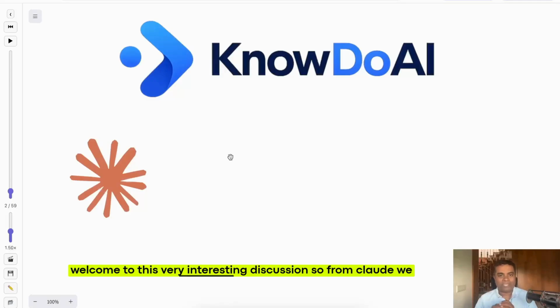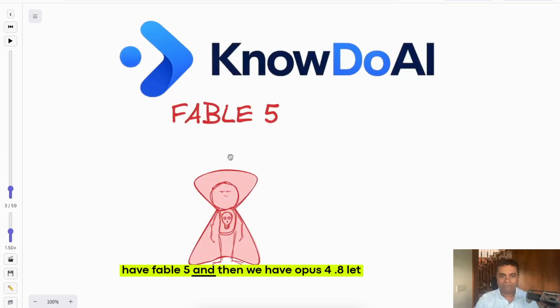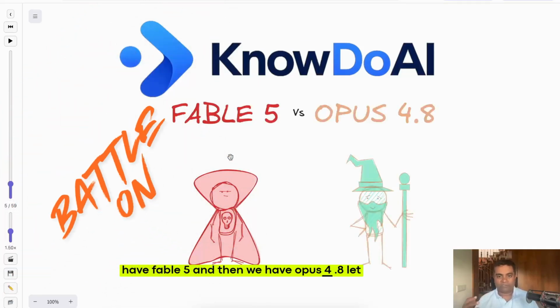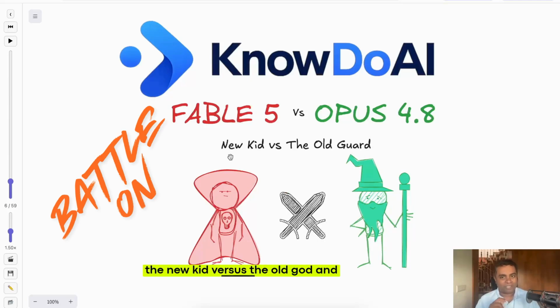Welcome to this very interesting discussion. So from Claude, we have Fable 5 and then we have Opus 4.8. Let us put them to test. It's the new kid versus the old guard. And then when you look at the final verdict, I was surprised to see the real winner. It's not who both of us think it is.